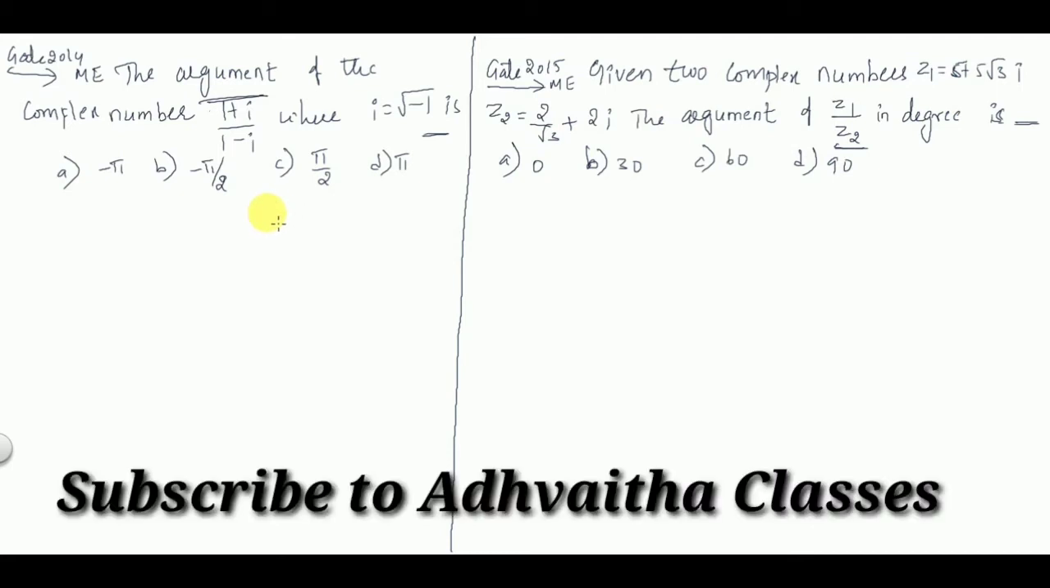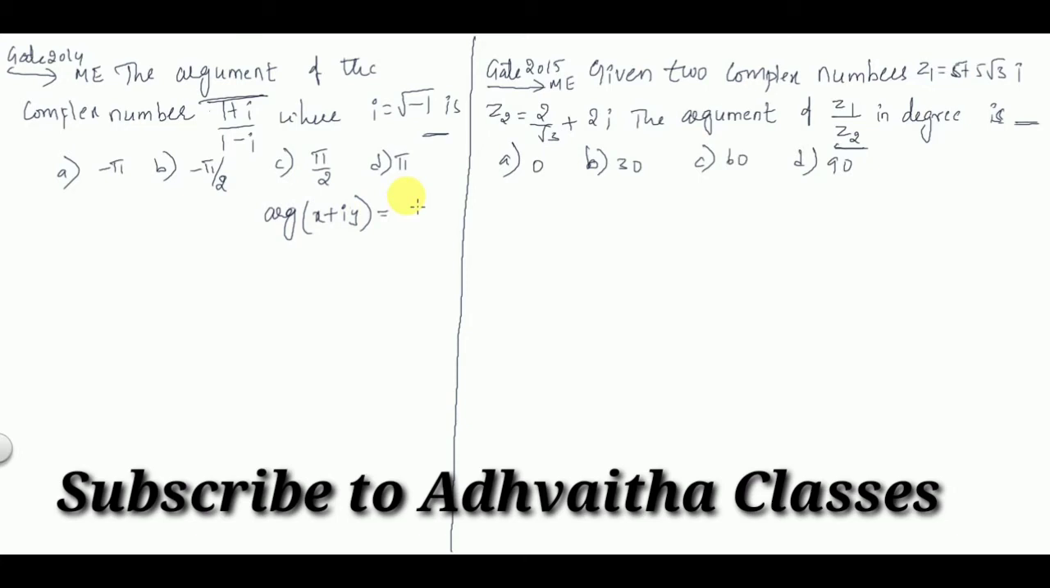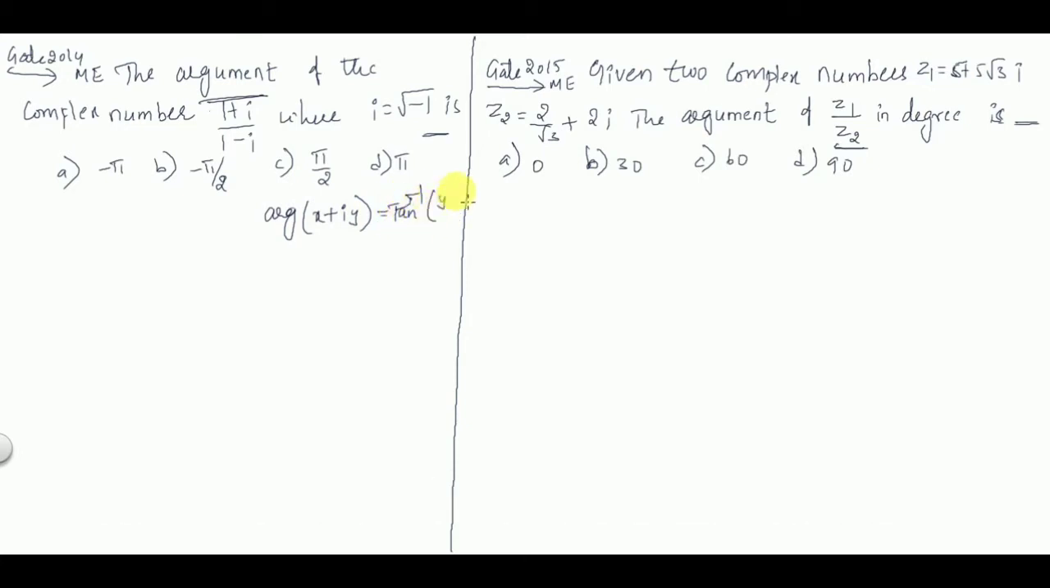So here the argument concept is that the argument of any complex number x plus iy is the angle of that complex number, that is tan inverse of y by x. So theta is equal to argument of x plus iy is equal to tan inverse of y by x.